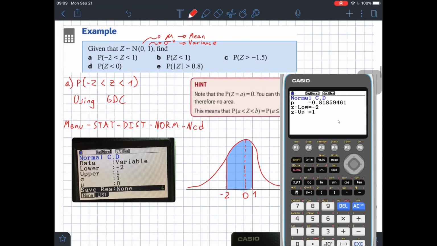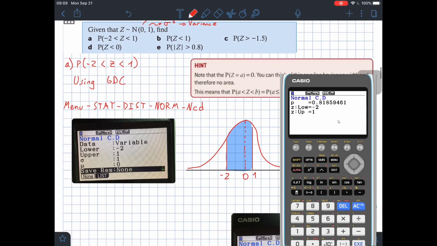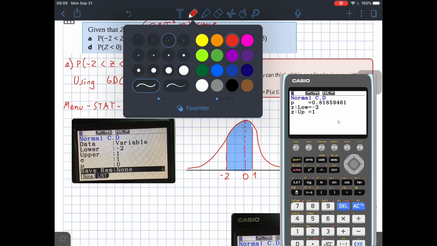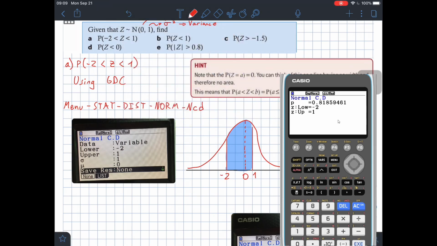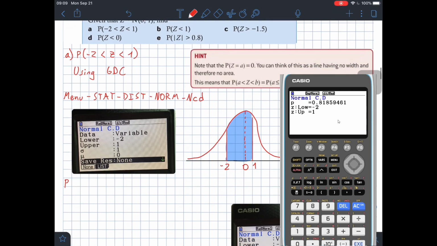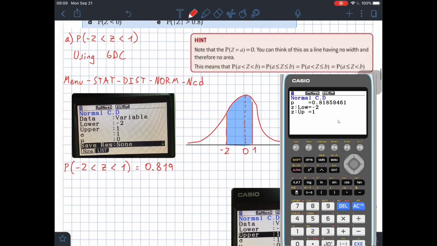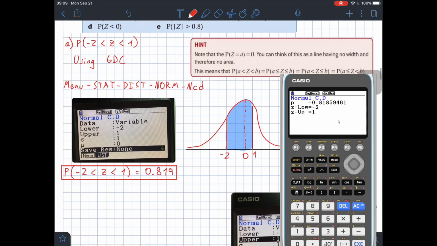So the probability, let me write the answer right down here. The probability of being between -2 and 1 is equal to 0.819 if we round this to 3 significant figures. So this would be our answer. You see, it's quite easy, right? If you understand how to correctly sketch this.